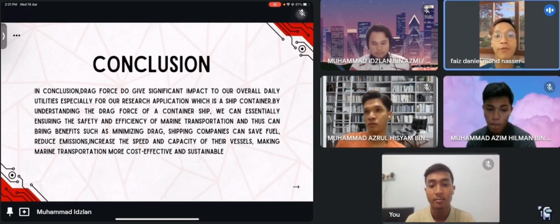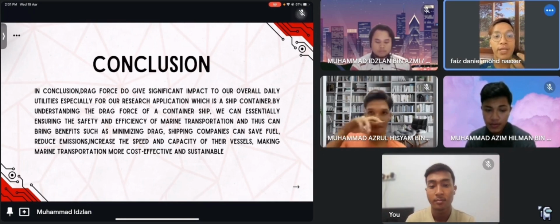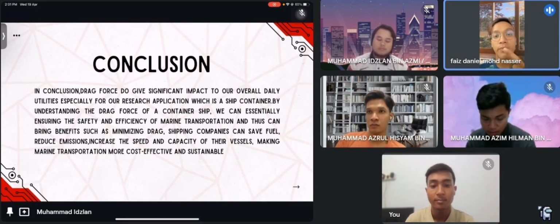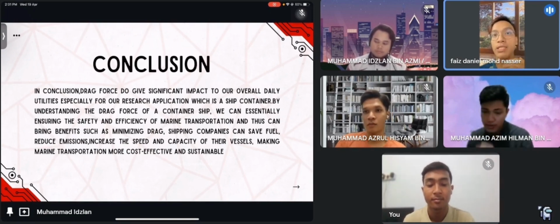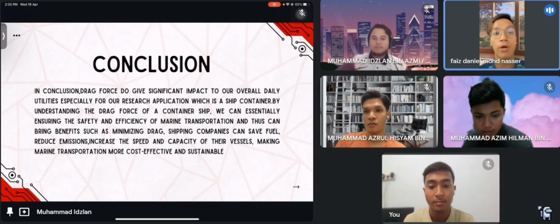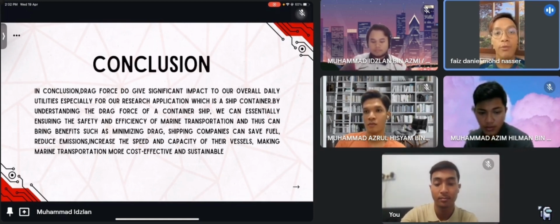By understanding the drag force of container ships, we can essentially ensure the safety and efficiency of marine transportation, and thus bring benefits such as minimizing drag, so shipping companies can save fuel, reduce emissions, and increase the speed and also capacity of their vessels, and lastly, making marine transportation more cost effective and sustainable. So I think we have already given a very good explanation for our presentation today. We can wrap up and thank you very much.